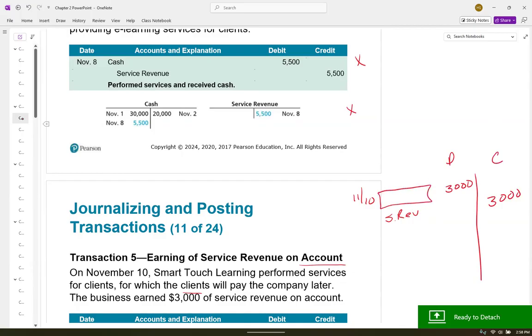What account do you think we will debit for that 3,000? If you said accounts receivable, you were correct. Okay. Remember accounts receivable, they extended credit to the customer. They did all the work and sent the work to the client. Revenue has been earned. It does not matter that we haven't gotten it in cash yet. We have earned revenue. We now have a promise for that client to pay us in the future $3,000.